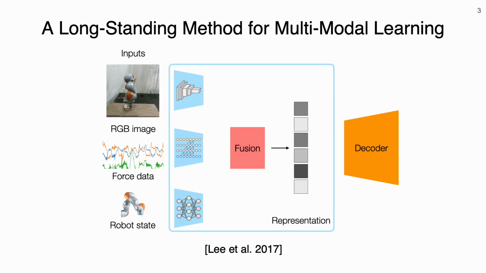So how did previous work approach this problem for robotics? A long-standing method originally proposed in 2017 and still widely used today is to handle multiple modalities by simply feeding each modality into its own encoder. Each encoder produces a latent embedding, for example, one for vision and one for touch. These embeddings are then concatenated and passed into a policy decoder, which outputs the robot action.